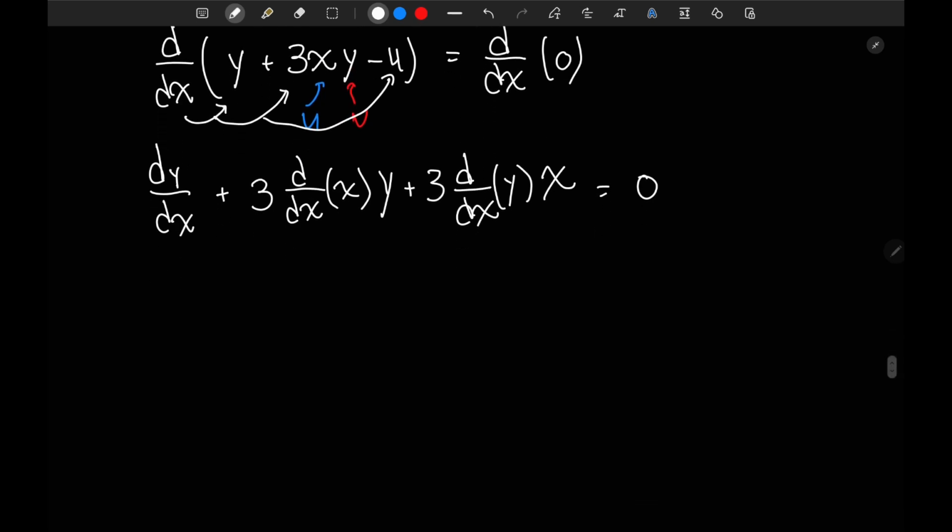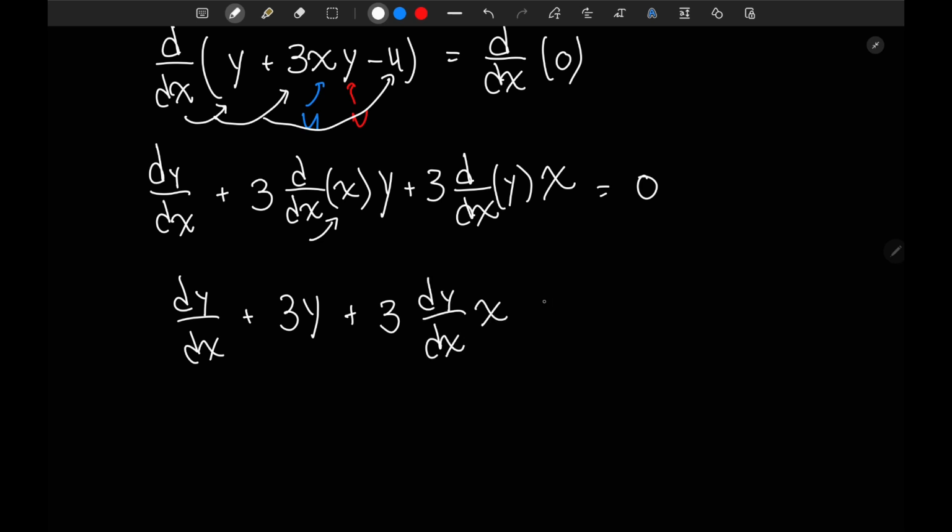And now let's go through and actually execute these derivatives. dy by dx plus the derivative of x with respect to x is just dx by dx, which we can simplify as 1. And then don't forget the y. And then here we have 3. The derivative of y with respect to x is dy dx. I'm just going to write that out a little bit neater: 3 multiplied by x, which is going to be equal to 0.